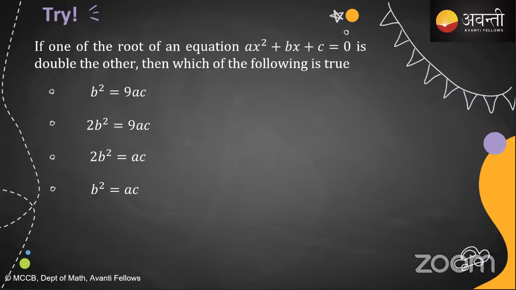So question is saying that if one of the root of the equation ax square plus bx plus c equal to 0 is double of the other root, then which of the following is true? Everybody, you have again 1 minute. Attempt this question and let me know the answer quickly. You have 1 minute.